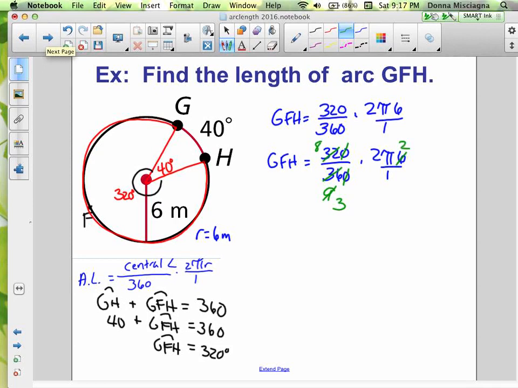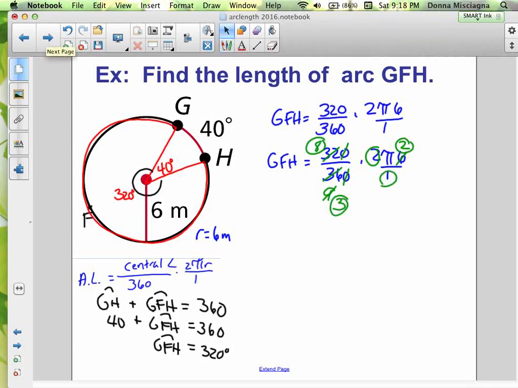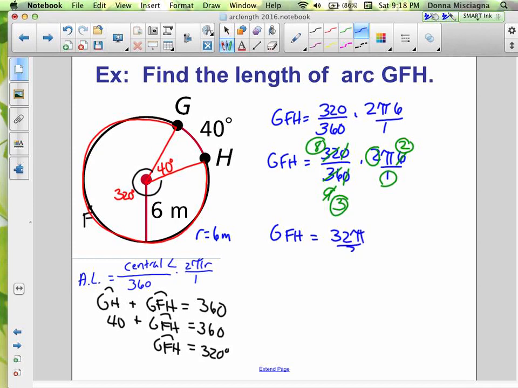You can't reduce from numerator to numerator, right? So you cannot reduce the 8 and the 2 and the 2. Right? And none of them have a factor that's in common with the 3. So we're left with an 8, a 2, a 2, of course the pi, and in the denominator a 3 and a 1. So 8 times 2 is 16. 16 times 2 is 32. So 32 pi thirds, and this is meters.